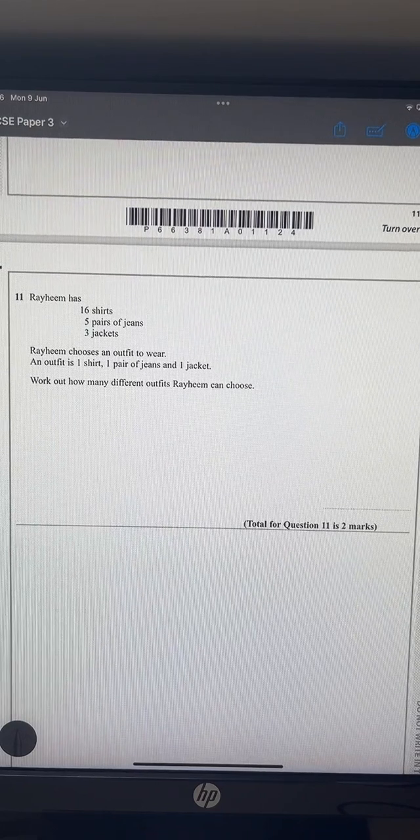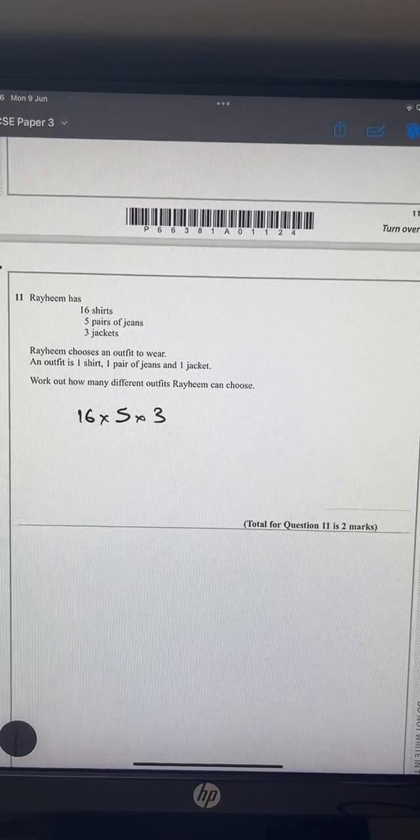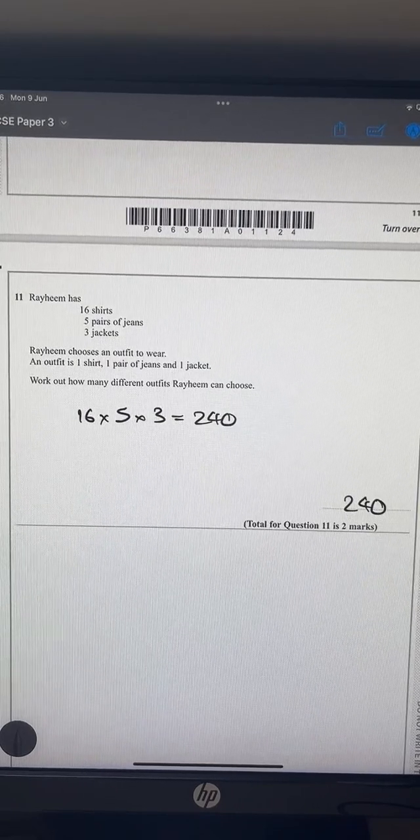So, this is a product rule for counting type question. If he selects a shirt first, he has 16 shirts, then 5 pairs of jeans, and then 3 jackets. You multiply that, you get to 40. Bam. Nice, easy 2 marks in the bag.